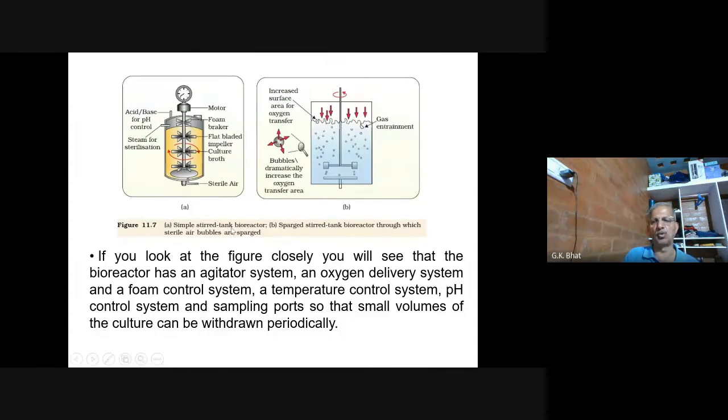If you look at the figure closely, you see that the bioreactor has an agitator system. The agitator system is just to mix, just like your mixer. It also has an oxygen delivery system, a foam control system, a temperature control system, and a pH control system. You see all that labeling there. And there are sampling ports so that small volumes of the culture can be taken periodically. This is what you have.